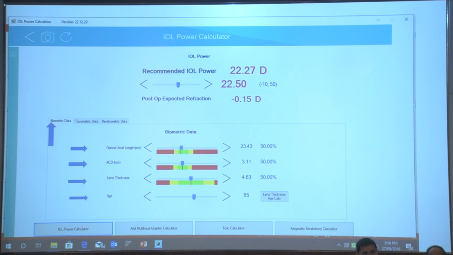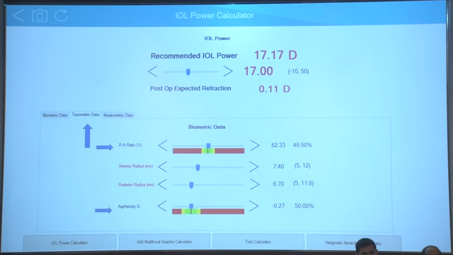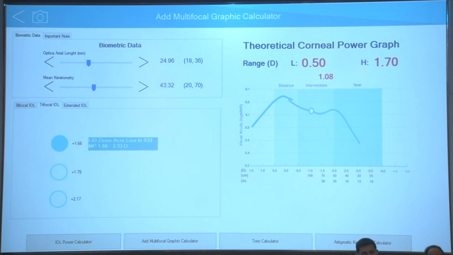Now what it gives, not only the biometric data, it also has topographic data. But topographic data is considered as a posterior anterior ratio and the corneal sphericity consideration in the IOL power calculation for this formula. Another important feature in this calculator is the selection of the patient for multifocal or EDOF lenses. It gives the defocus curve. So suppose the patient has more near vision, or suppose the patient wants more intermediate vision, you can select which trifocal will be best for the patient according to the patient's data, because it is considering the corneal sphericity, PA ratio, everything has been considered.